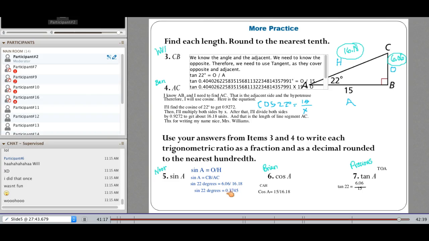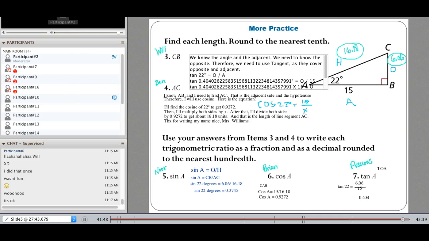This is the trig ratio of sine of A and then cosine A, so you just do 15 divided by 16.18 and get the decimal there. Excellent. 0.9272. You guys are rocking this. And then this one, you would just do 6.06 divided by 15. Very nice, guys. Sorry, we went a few minutes over. If you have to go, I understand, but yes, perfect. And then you just add a 0 there to keep the 4 decimals. I know, we have to be technical there, but excellent.